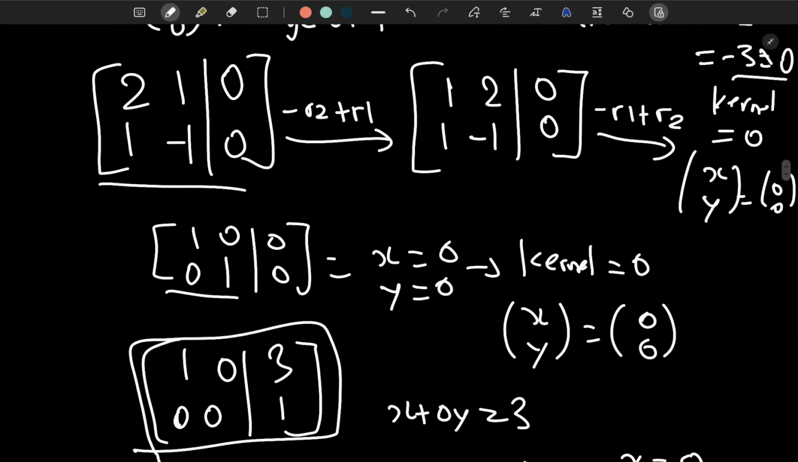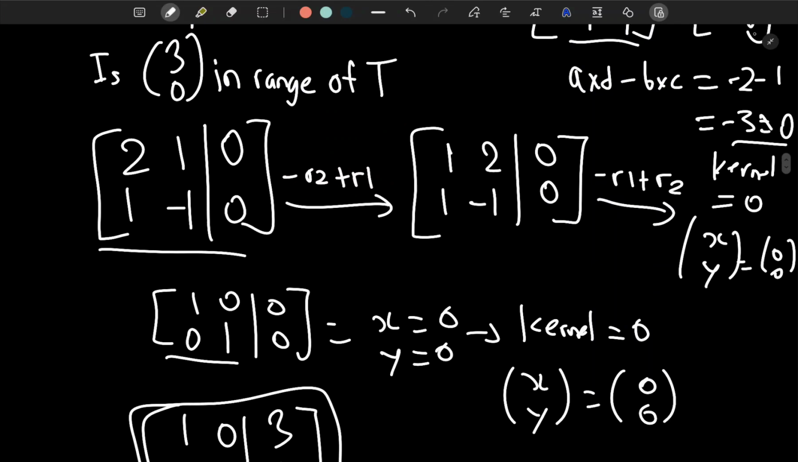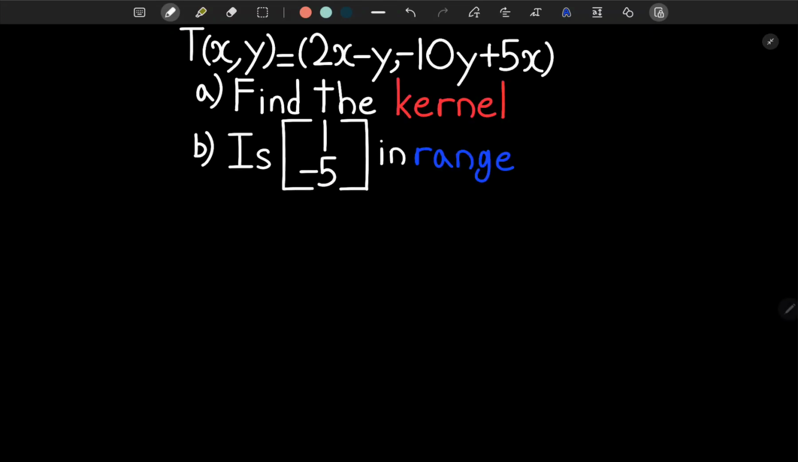And let's move on to our last question. So now let's do our last question. Again, pause the video and try to do this example yourself. Now let's find the standard matrix first, or augmented matrix, which is the coefficients of x and y.